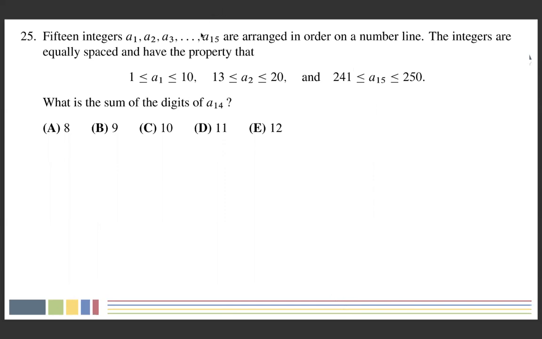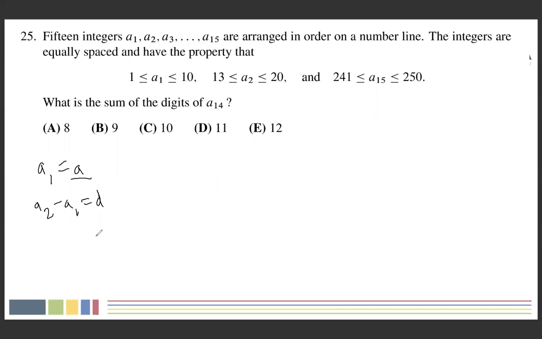So, well, the thing is, what exactly is it talking about that they're arranged in order on a number line and that they are equally spaced? Well, this is simply just another definition for an arithmetic sequence, right? So let's set A1 equal to our initial value A, and we'll let the common difference between any two numbers be D.